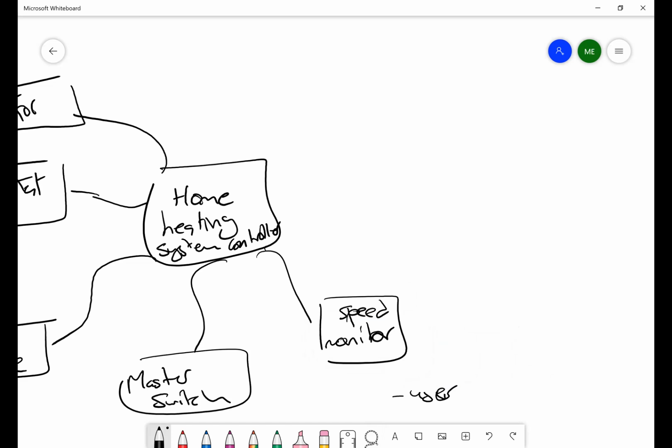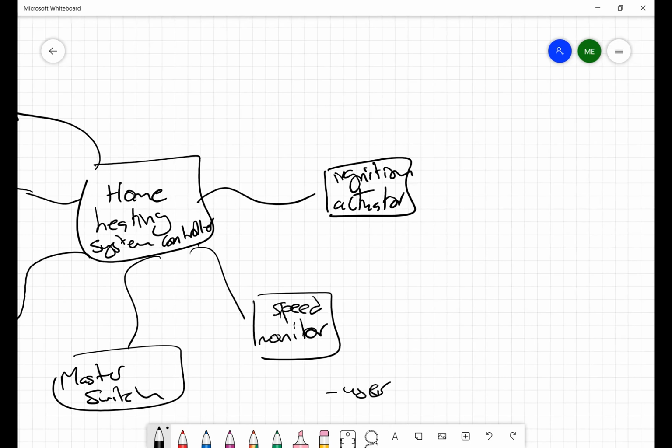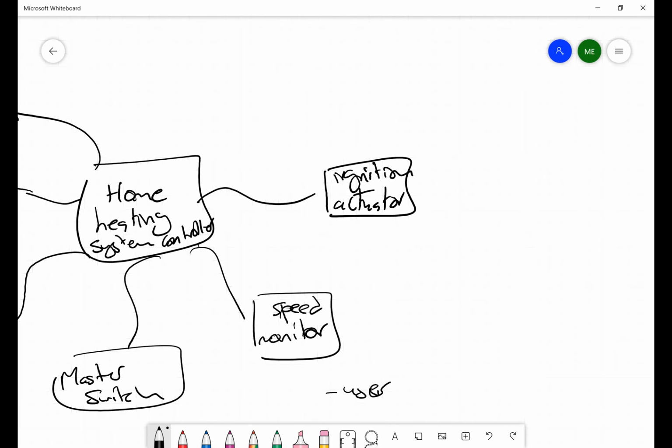But what else is missing? Ignition actuator, Naif, good job. Naif, can I actually ask you a question? Is the ignition command, the ignite command, the input, or the device, the ignition actuator? Well, I'm not sure what Naif said, but the answer is the ignition actuator, because the ignition command is nothing but a command. What else is missing?